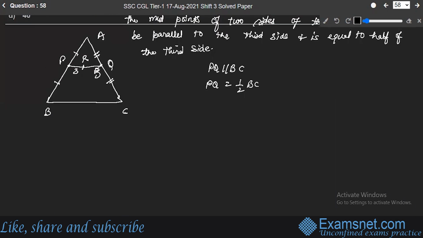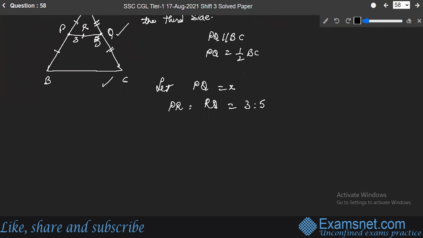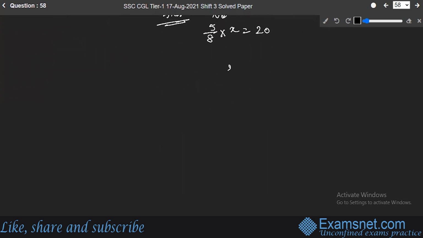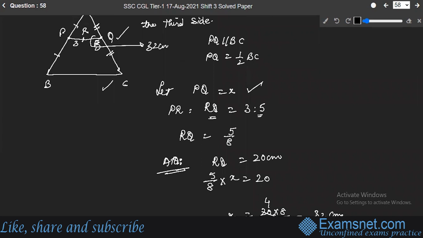So first of all, we have to find out BC. For that, I'll be finding out PQ. Let PQ be equal to X. Now you are given that PR is to RQ is equal to 3 is to 5, right? Also, you are given that RQ is equal to 20 centimeters. If I'm looking at this proportionality, RQ is 5 out of 8 parts. If I'm taking PQ to be X, then RQ was given to be 20. That means 5 by 8 of X is equal to 20. So from here, you will calculate X to be 20 into 8 upon 5, which will give you 32 centimeters. So you got the length of PQ to be 32 centimeters.